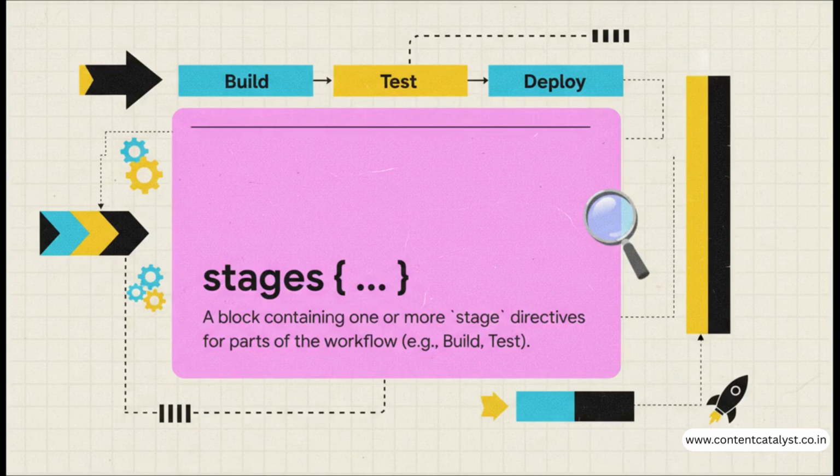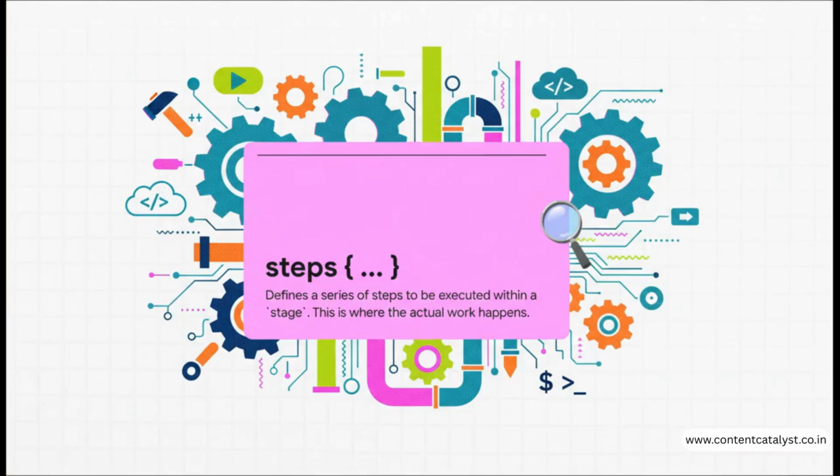Now we get to the organization. The stages block holds the major phases of your process. You can think of these as the big columns you see in the Jenkins dashboard. First we build, then we test, then we deploy. It gives you this amazing visual clarity into what's happening. And finally, inside each of those stage blocks, you have steps. This is where the rubber meets the road. These steps are the actual commands you want to run, like printing a message or running a shell script. This is where your automation logic actually lives.